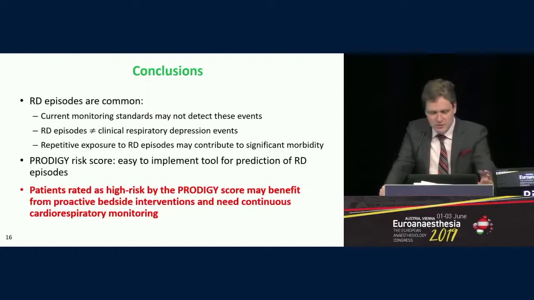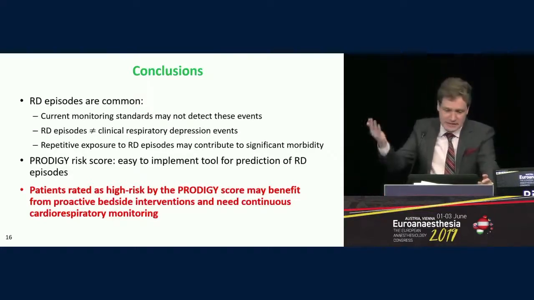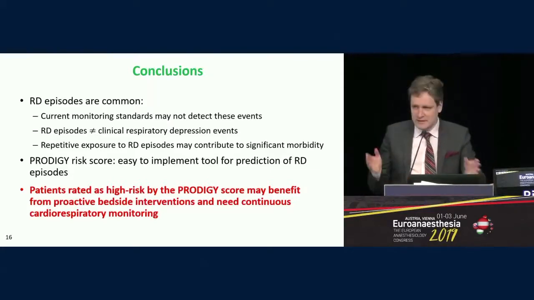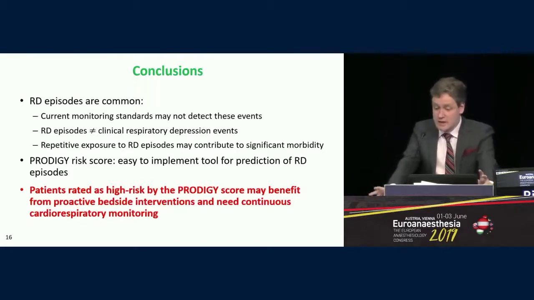The Prodigy risk score, as we introduced it today, is easy to implement as a tool to predict these episodes. As I highlighted, patients rated as high risk, at least looking at that high-risk population, may benefit from proactive bedside interventions and need for continuous cardiorespiratory monitoring.